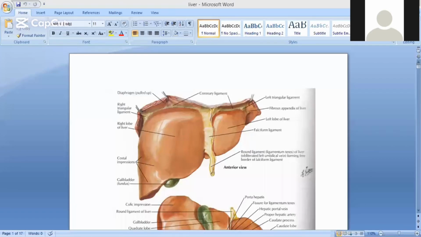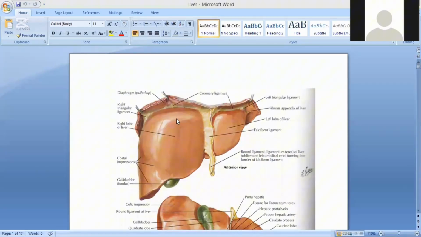The liver is the largest gland in the body, right? It is the largest gland after the skin, and it's the largest single organ. It weighs about 1,500 grams on average, and it makes up about 2.5% of the adult body weight.